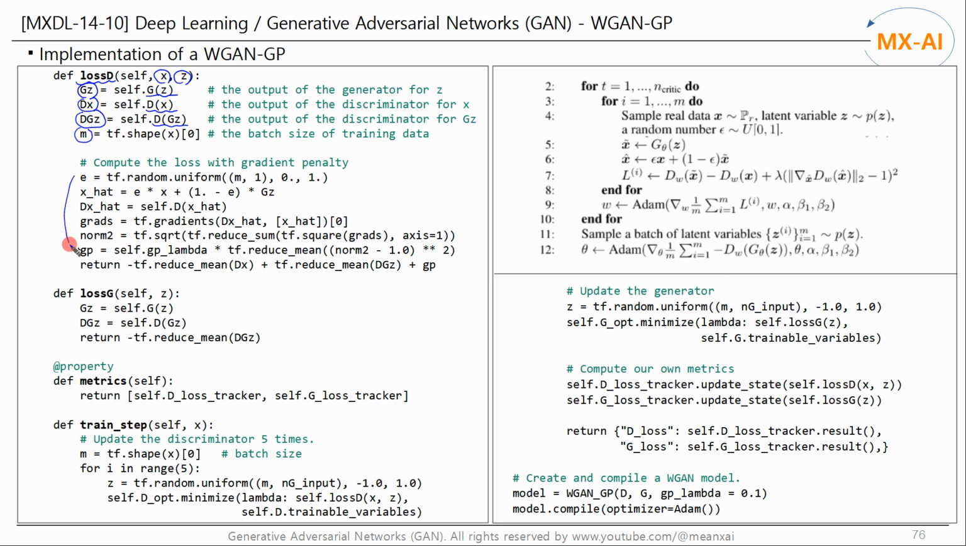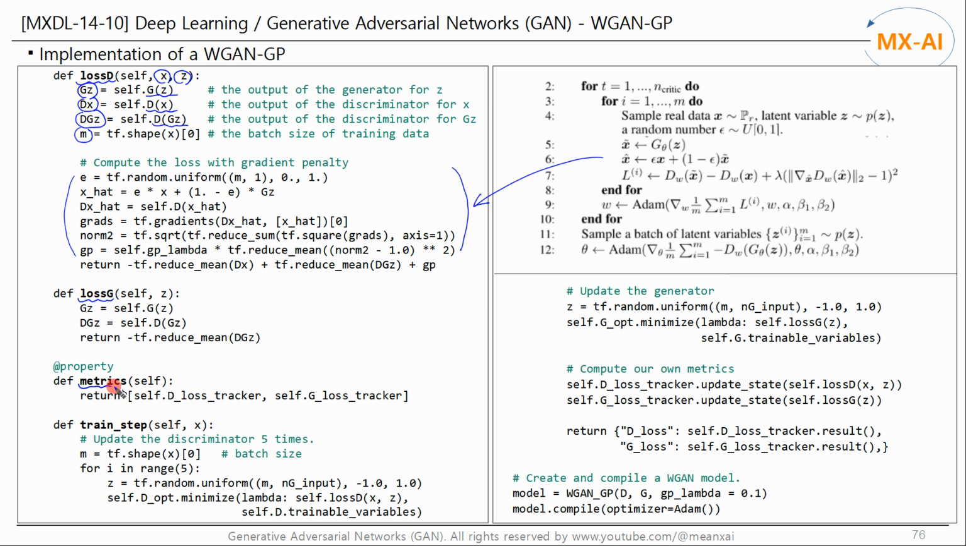Next, we compute the loss with the gradient penalty applied. Compute the loss as shown in algorithm 1 on the previous page. This has already been covered in detail, so I will skip the explanation. Next, we write a function to compute the loss of the generator. This is the same as what we did in standard GANs.